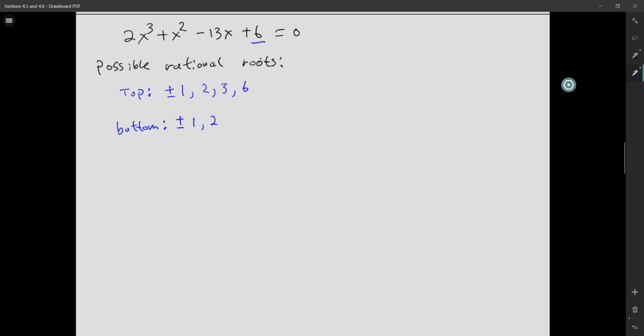So this will be fun. All of my possible rational roots are going to look like fractions. So I can have plus or minus 1, 2, 3, 6, or 1/2, or 3/2, or there's no or, they're already covered. So these are all of my possible roots.